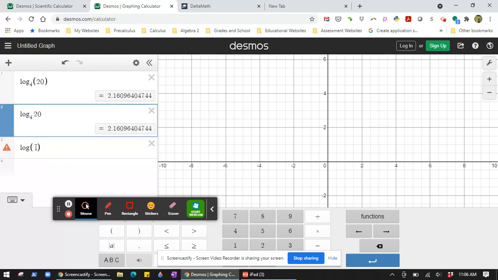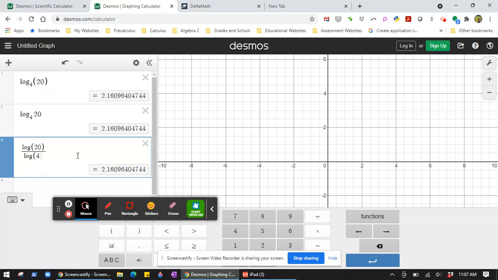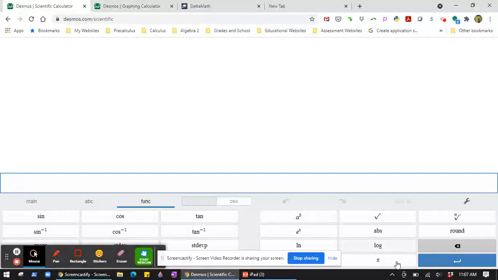That 20 is going to be my first input, so I'm going to put 20. And then I can divide that answer by log of the number that's below. That's called the change of base formula. So obviously, if you're using the graphing calculator display, it doesn't matter what you do, right? They're all producing the correct answer. But if you're in a scientific calculator, then you'd have to use the change of base formula.